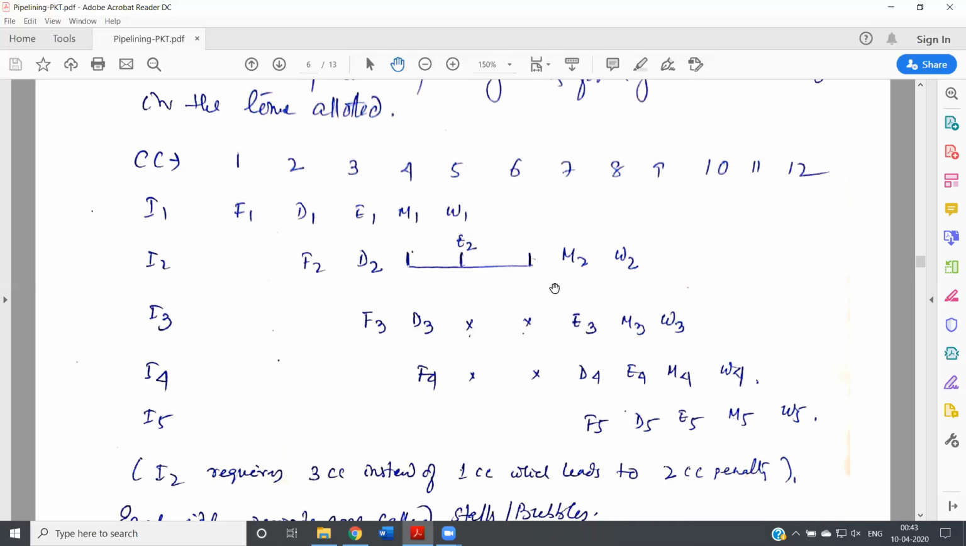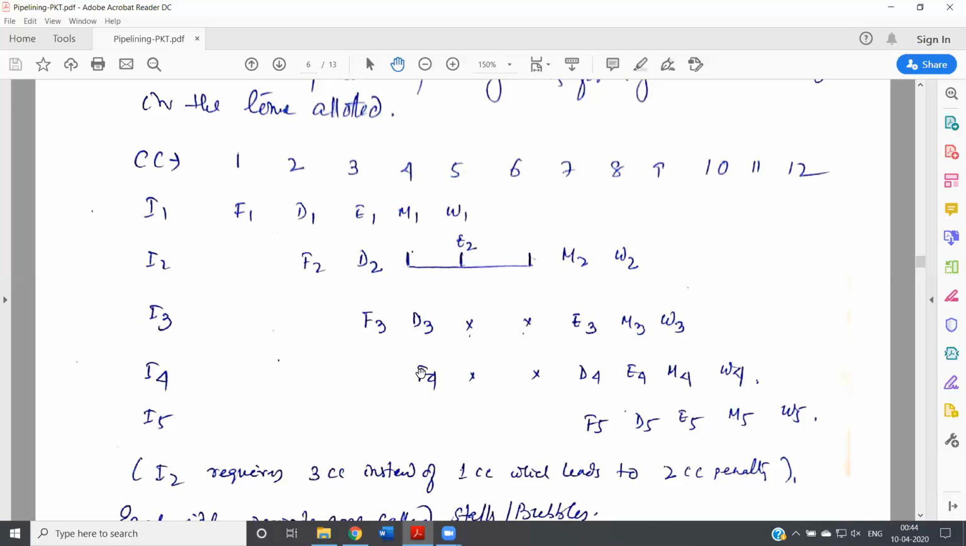Now you can see over here, instruction 2, which is supposed to be completed in clock cycle 6, is now completing in clock cycle 8. So we have a penalty of 2 clock cycles over here. This 2 clock cycle penalty is not only for instruction 2. Instruction 3, which is supposed to be completed in 7, is now completing in 9. Instruction 4, which is supposed to be completed in 8, is now completing in 10. So this 2 clock cycle penalty is for all subsequent instructions to be executed.